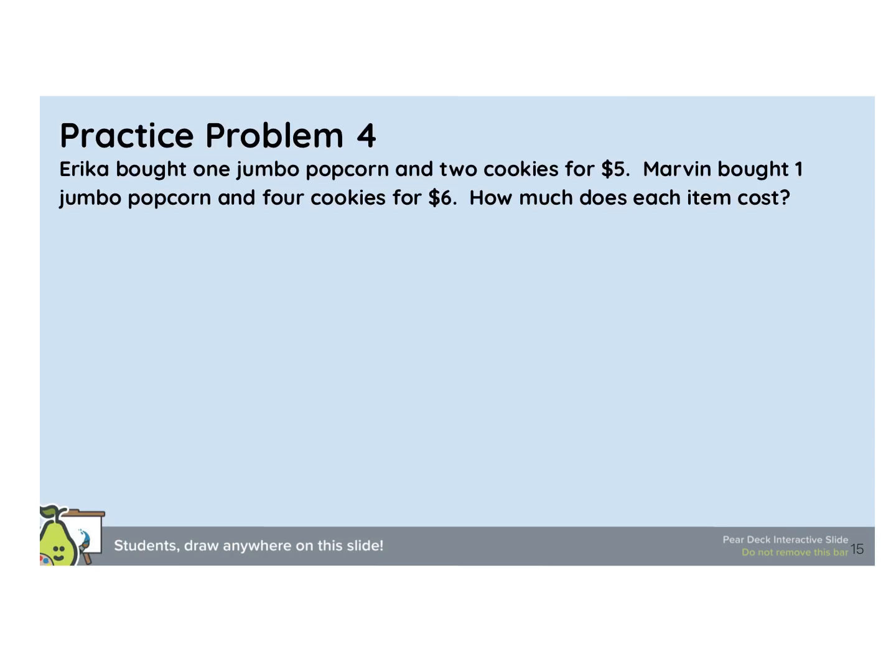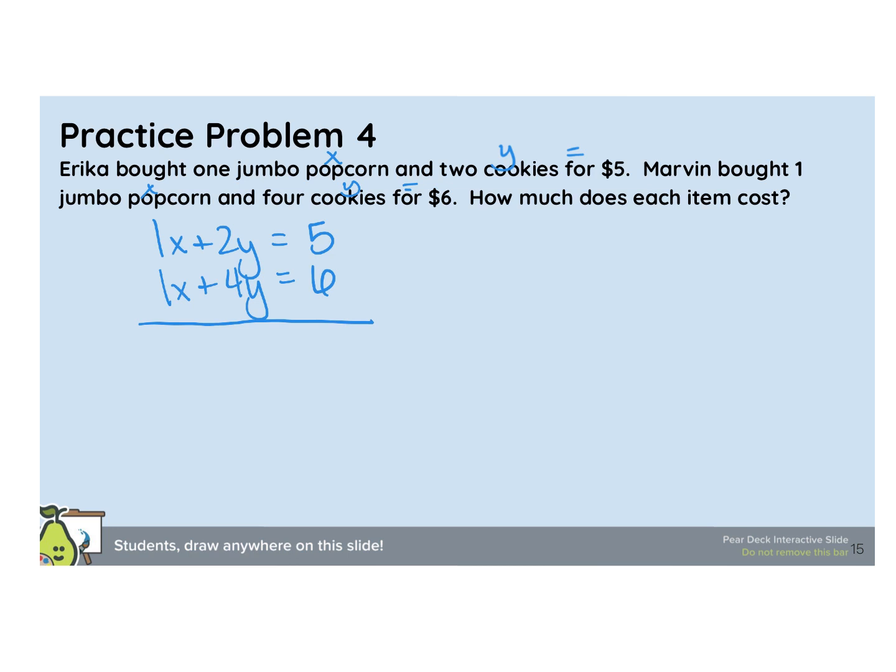All right, so let's read it and see if we can figure out the two equations. Erica bought 1 jumbo popcorn, X, and 2 cookies, Y, for $5. So 1X plus 2Y equals $5. Marvin bought 1 popcorn, X, and 4 cookies, Y, for $6. 1 jumbo popcorn, 4 cookies, $6.